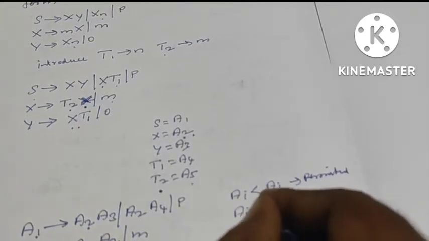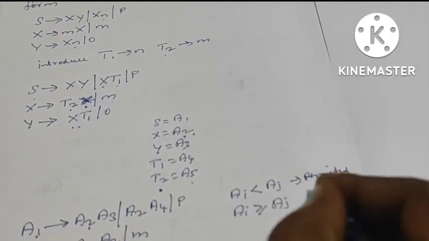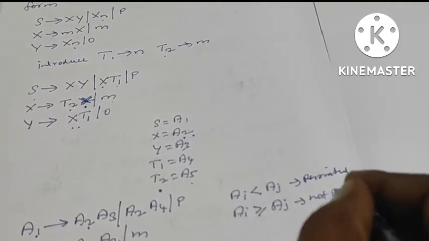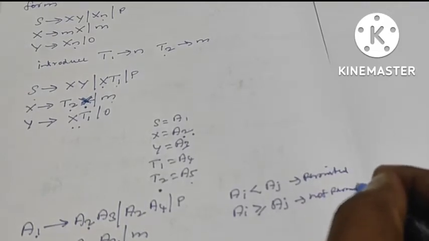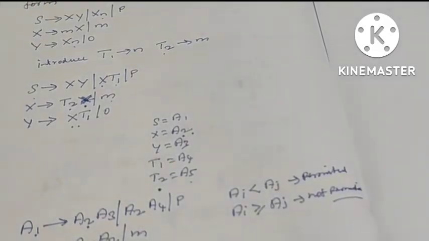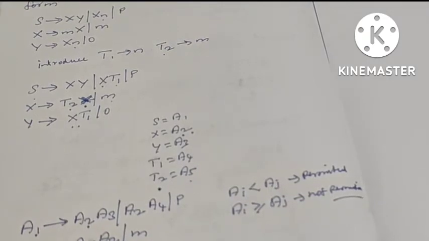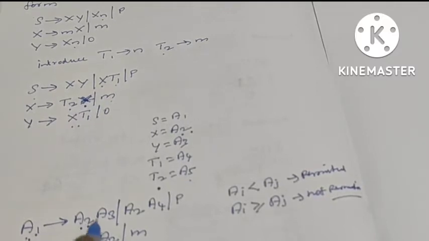When AI is greater than or equal to AJ, it is not permitted. So we have to work on this kind of production. Okay, so what we have to do in this case: when you take AI as A1, and AJ as A2, AI is less than AJ, so it is accepted.